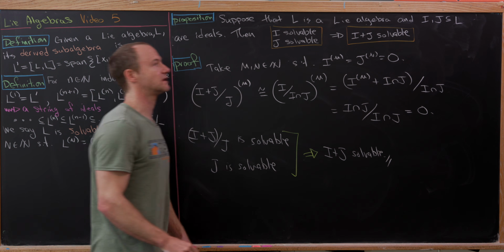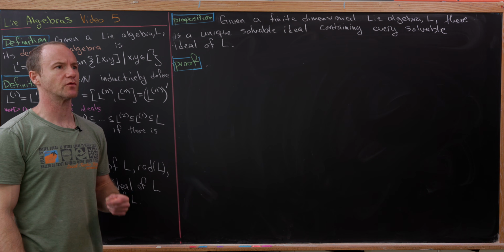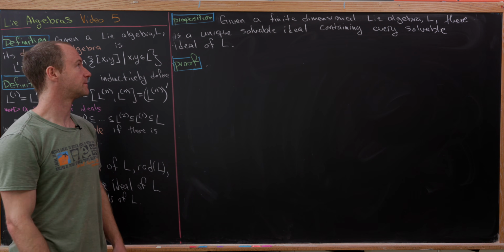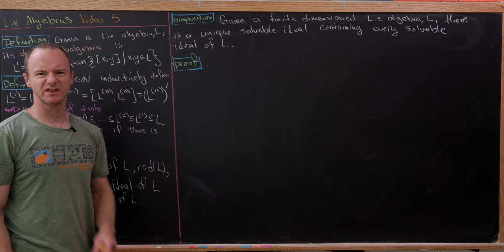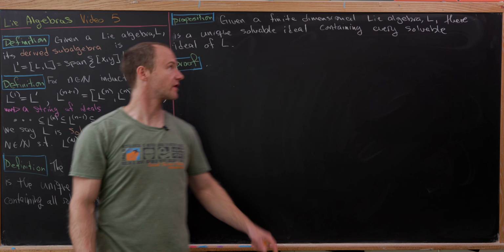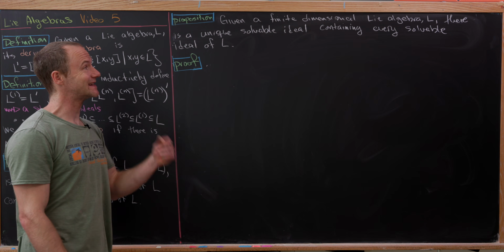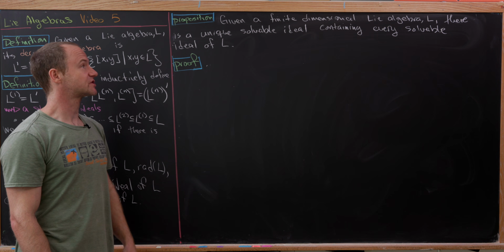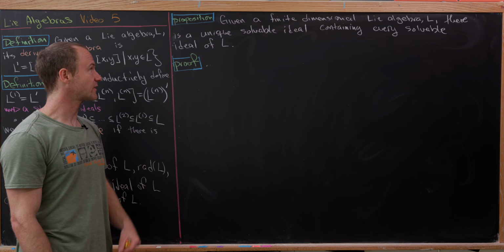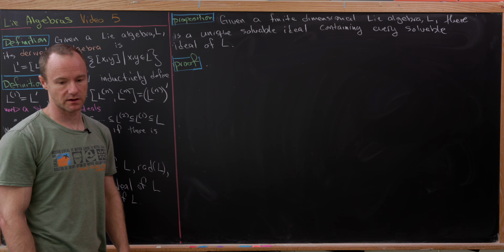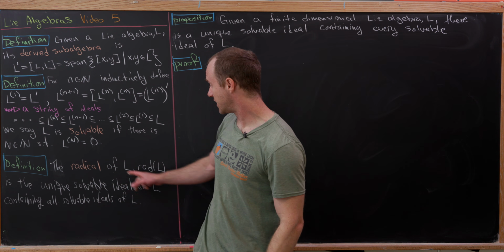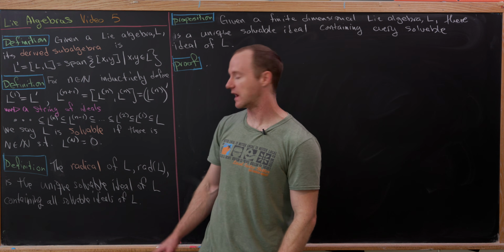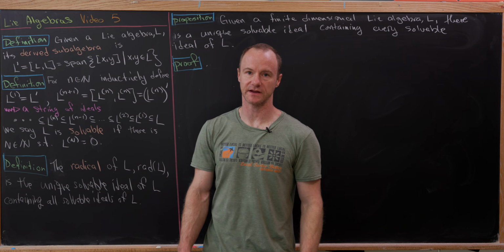Okay, so now let's move on. So our next result involves a really important device attached to Lie algebras known as the radical. So here's the proposition, which we'll actually build a definition over here. So given a finite dimensional Lie algebra L, there is a unique solvable ideal containing every other solvable ideal of L. And that unique solvable ideal is called the radical of L, which we'll call rad L like this.